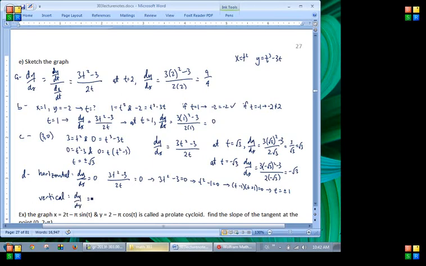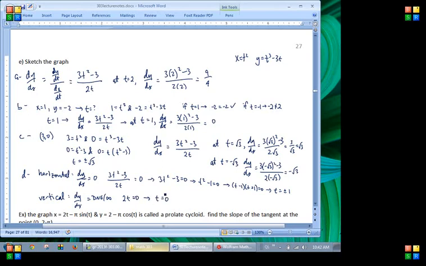So to have a vertical tangent, what should dy/dx be equal to? It should be undefined or infinity, something like that. So what equation does that give us? That just gives us 2t equals 0.